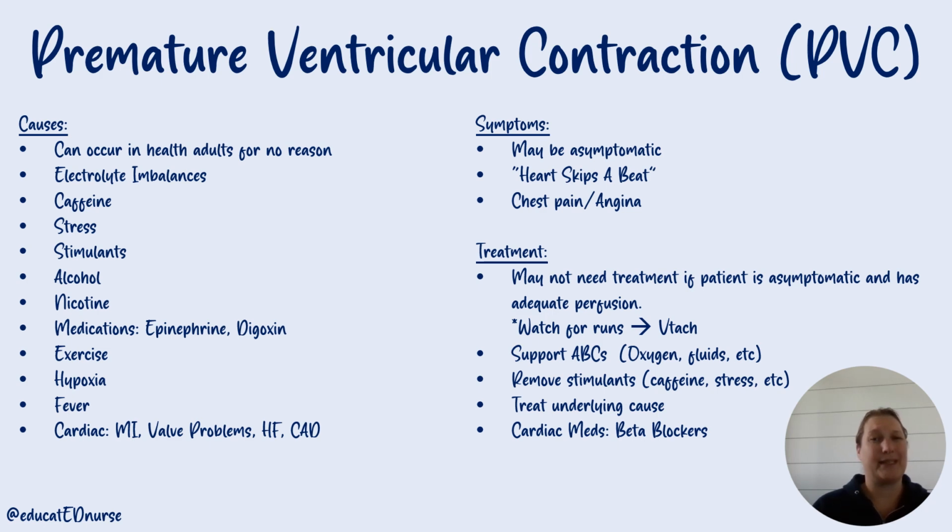All right, so what causes a PVC? It can occur in a healthy adult for no reason. A lot of times these are also related to stress, lack of sleep, electrolyte imbalances, caffeine, nicotine, smoking, alcohol, epinephrine. If you're going to give epi for like an anaphylaxis, you can see this. Sometimes patients on digoxin, other stimulants, cocaine, methamphetamine, exercise, hypoxia. Hypoxia is another big one that I have seen a lot. Electrolyte imbalances for sure. Stress and caffeine are big ones.